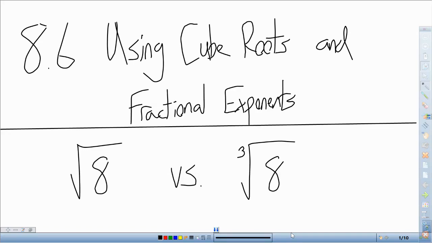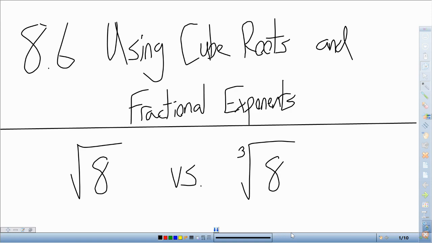Hey everybody. So today we're going to get into 8.6, using cube roots and fractional exponents. The first thing you might notice is we're skipping past 8.5, so that's fine. But today's all about what we do when we have something that's considered a cube root, and then eventually what happens when we have exponents that are fractions. So two kind of new things, but they actually relate to one another very tightly.